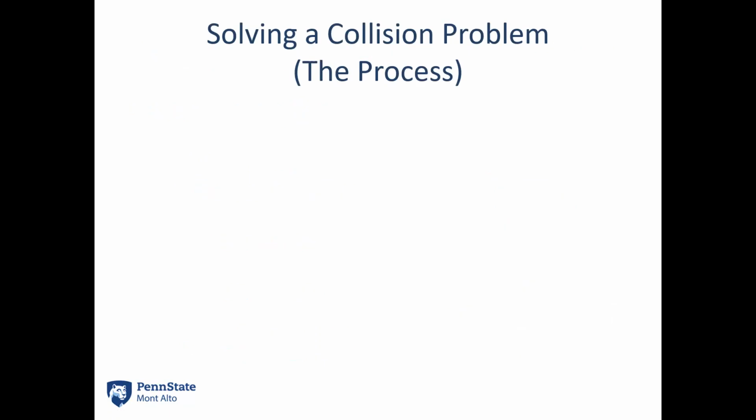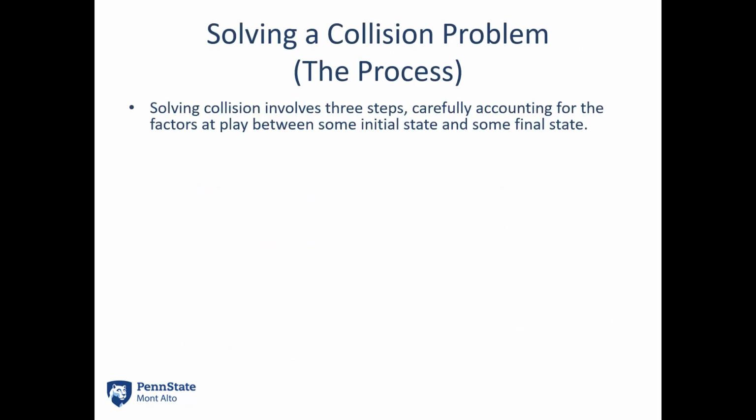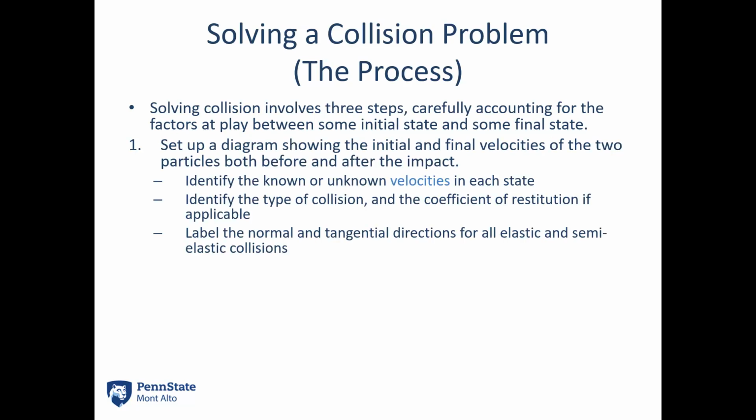All right, so the process, just to review, solving these collision problems involves 3 steps, carefully accounting for the factors at play. First, set up a diagram. Show the initial and final velocities of the 2 particles before and after the impact. Some of these things are going to be known, some of them are not going to be known. Identify any known or unknown velocities in each state. Try to break it down into components. Identify the type of collision and the coefficient of restitution if applicable, and label the normal and tangential directions for all elastic and semielastic collisions.